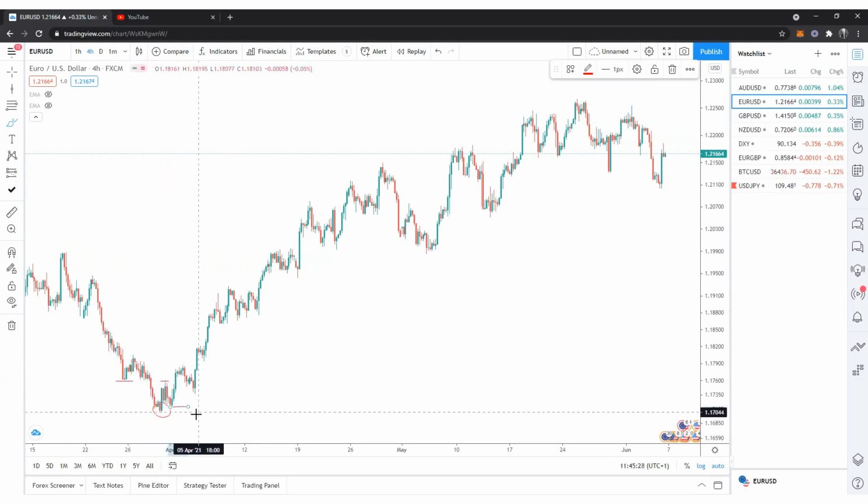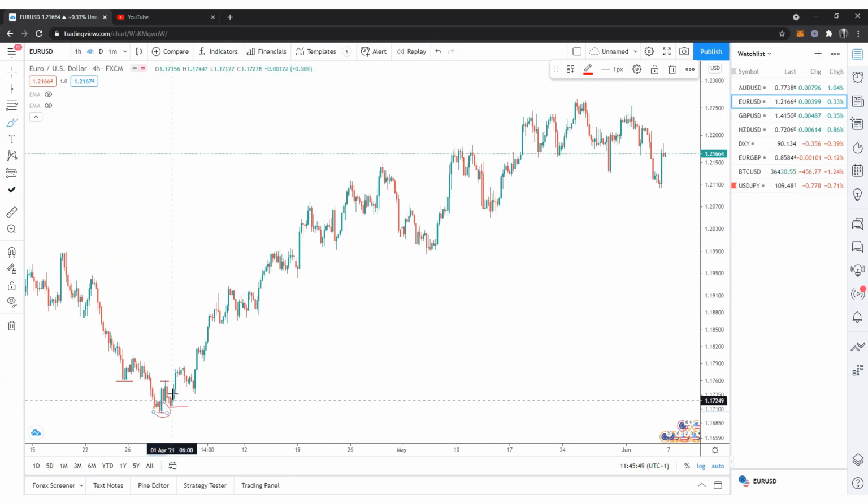At this point, we failed to break the low. So this becomes a higher low, because it is higher than its previous low. The previous low is here. That point is higher than this point down here. So I would expect at that point a change in market direction.